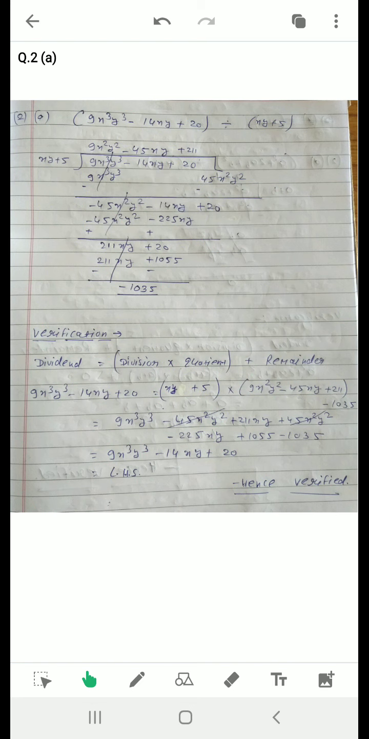Then we need to subtract. Just recall the subtraction: whenever we are doing subtraction, we change the sign of the second polynomial. That means this plus 9x cube y cube will become minus, and this 45x square y square will become minus now. Then 9 minus 9 will cancel out. This minus 45x square y square will be written there. Then the other terms we will write. All these things I have already explained in my previous videos.